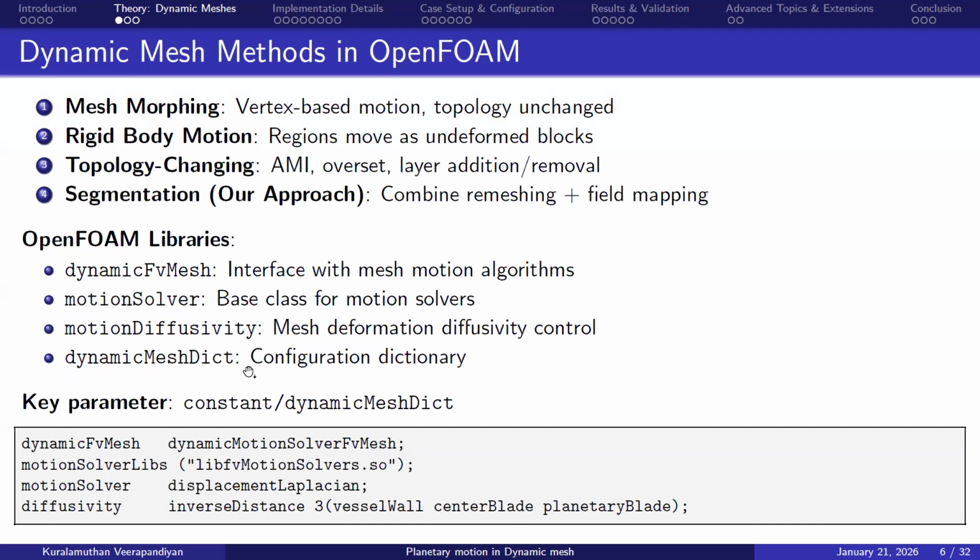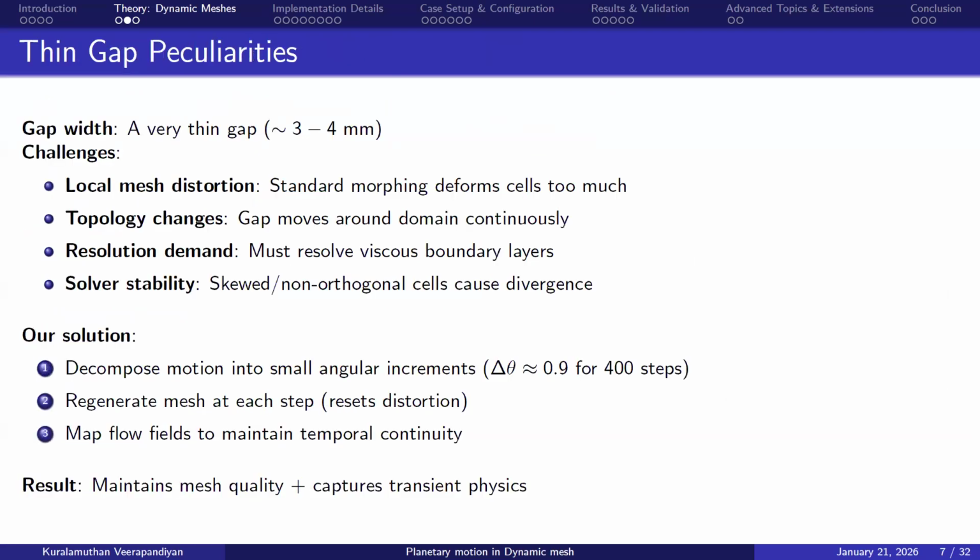So the peculiarity of this particular case is that the thin gap is very thin, 3 to 4 mm. And the challenge is local mesh distortion as the simulation progresses and the gap moves around the domain continuously. It is not fixed and it does not oscillate about a mean position. It moves around continuously. And the resolution near the walls has to be very precise to resolve the viscous boundary layer effects. And the solver stability has to be maintained, as skewed or non-orthogonal cells will cause divergence.